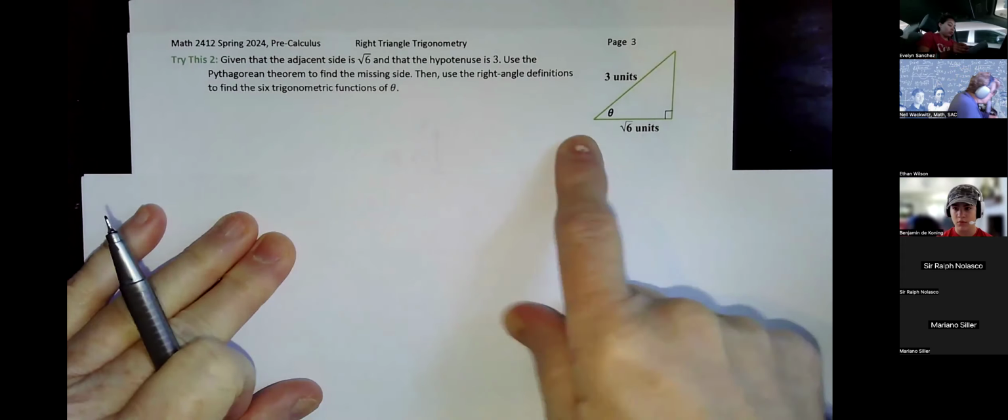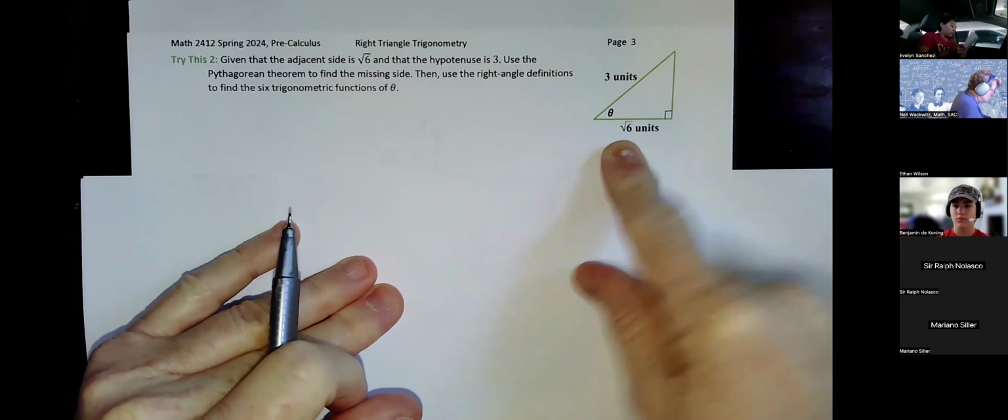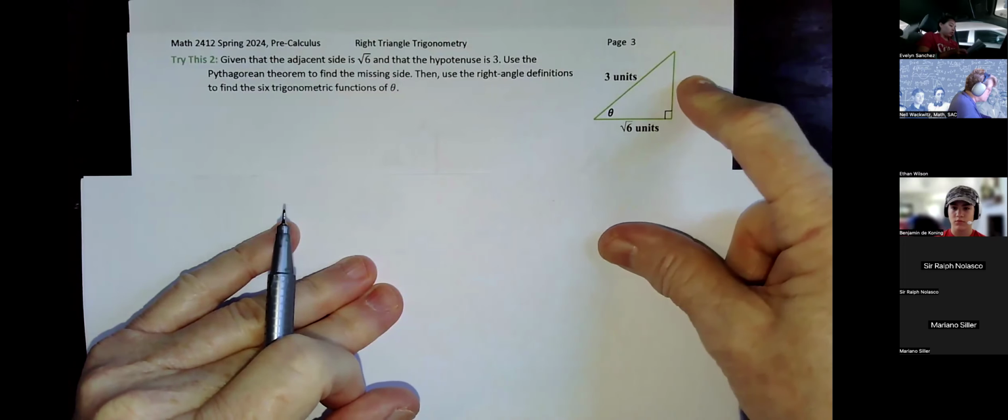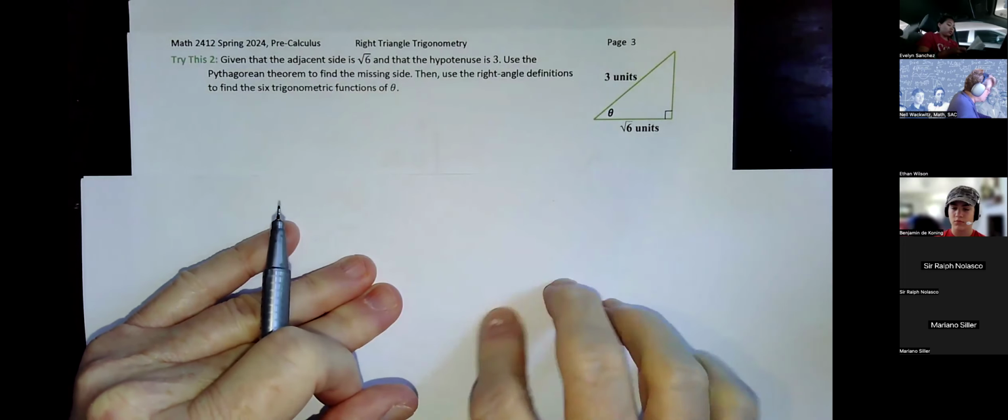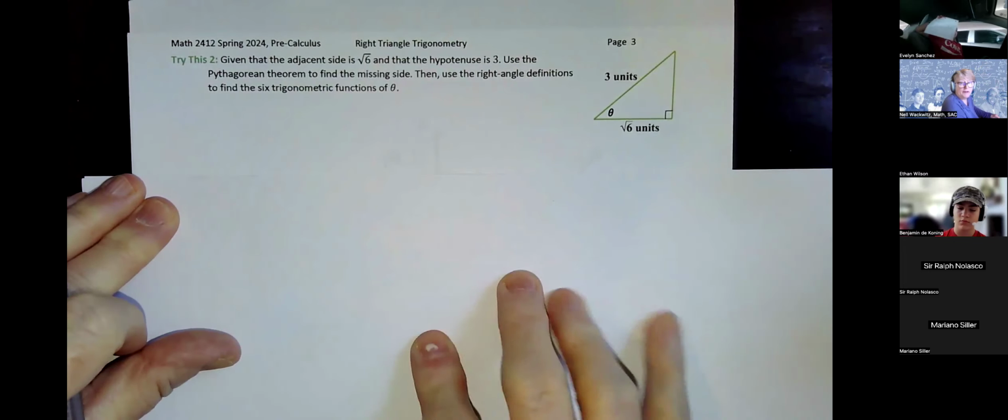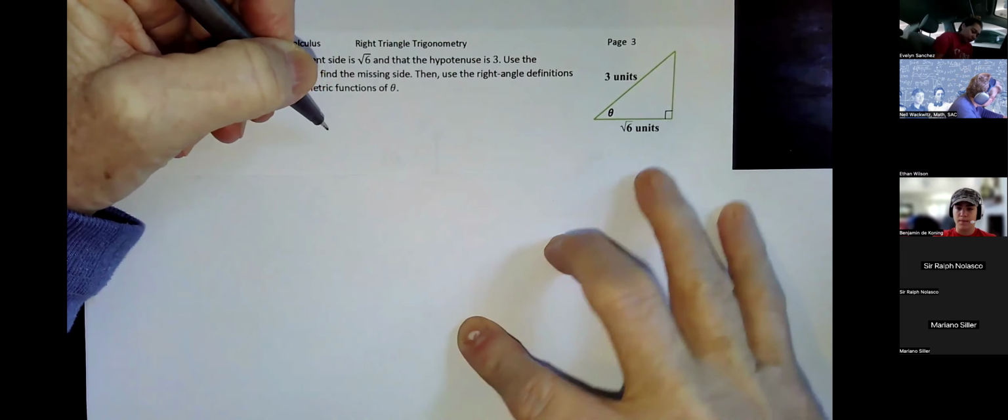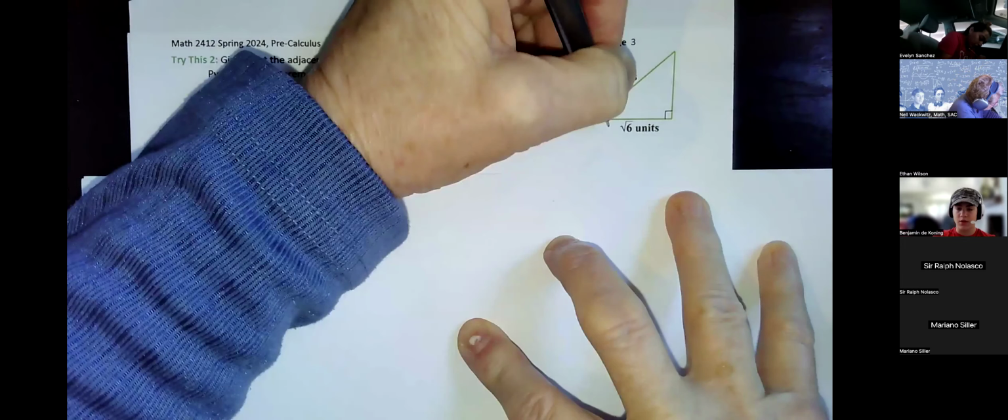So we know that the horizontal side is square root of 6 units. We do not know the vertical side, and we know the hypotenuse is 3. What can I do? So I would start with squaring the square root of 6 and 3.